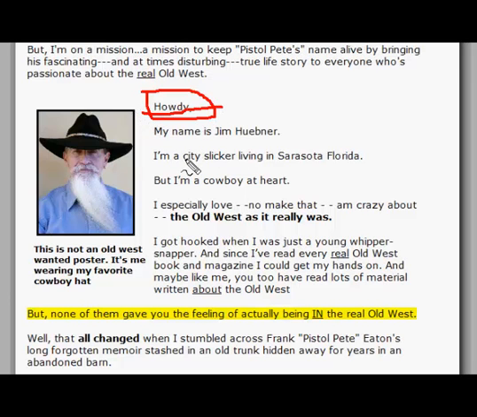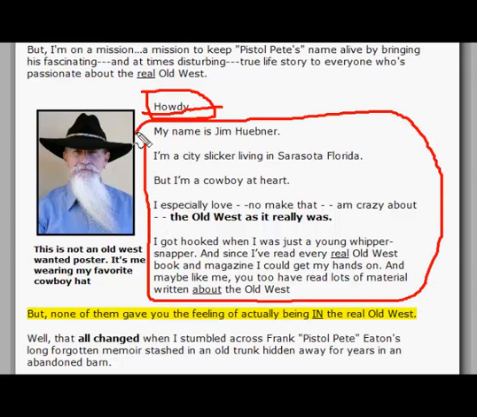So, howdy, very good. My name is Jamie Humler. I'm a city slicker and so forth, but I'm a cowboy at heart, and you love it. Okay, you're building empathy with your readers, and here you go on to describe how everything changed for you when you stumbled into this wonderful find and discovery.